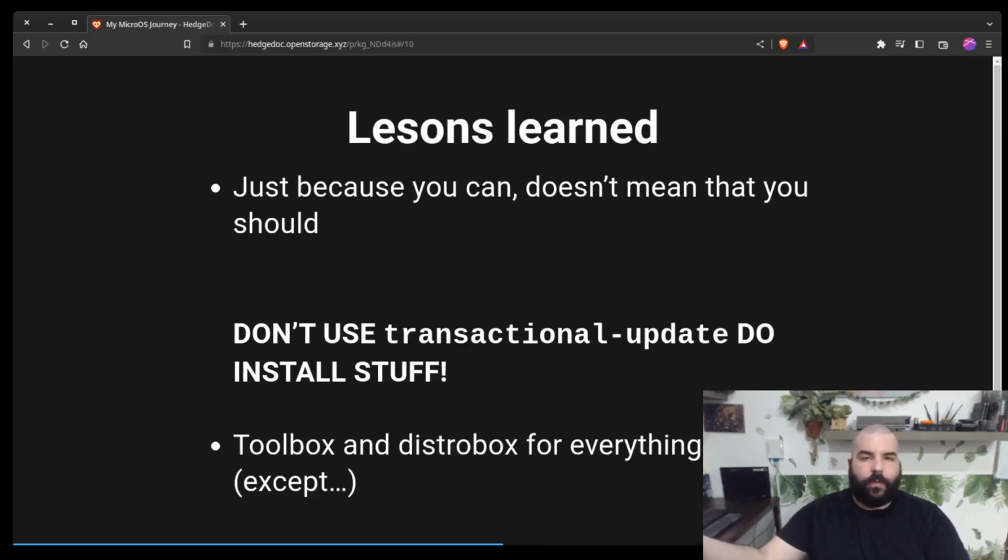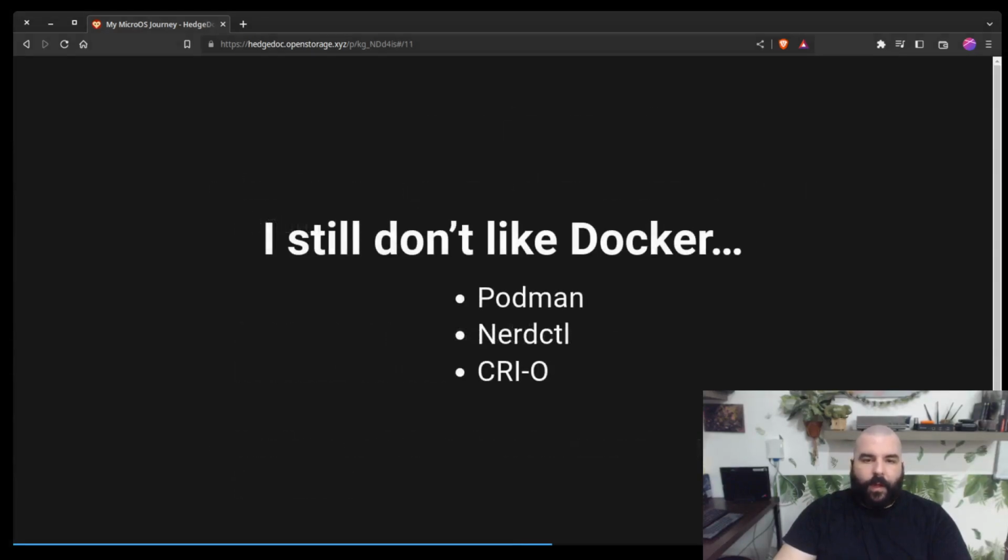But we need those to keep the systems running, right? So there is no going around that, and that's perfectly fine. But everything else had to go into toolboxes. But I still don't like Docker.